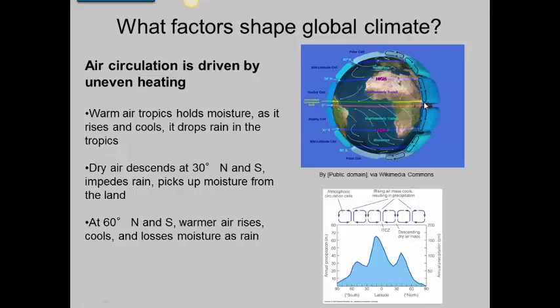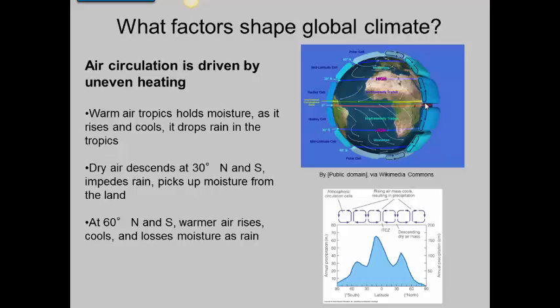As the air gets warmed at the equator, it rises. Warm air is less dense than cold air. So as it heats up, it rises. And as it rises, it's going to cool.